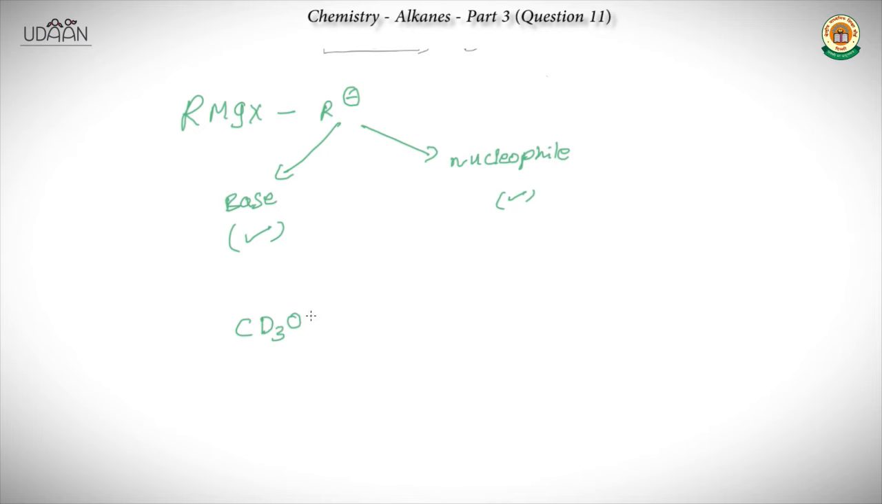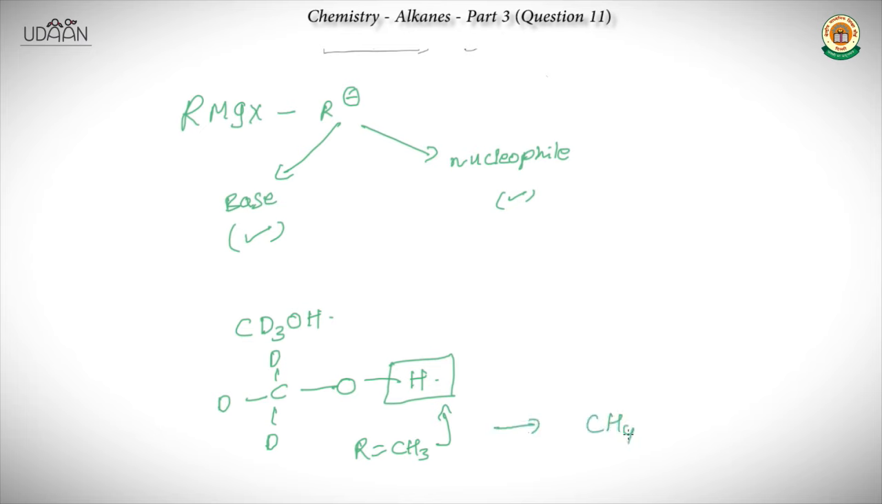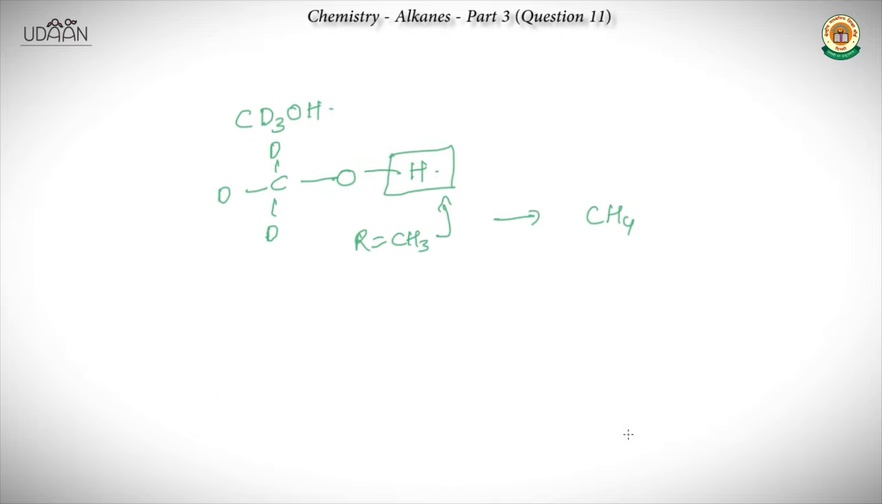CD3OH. Locate the acidic hydrogen here. If you look at its structure, you'll have CD3OH. Now, this is going to be your acidic hydrogen. Exactly. So what happens is, here you have R is equal to CH3. You'll get CH4. That's very straightforward. Now what about the other case?